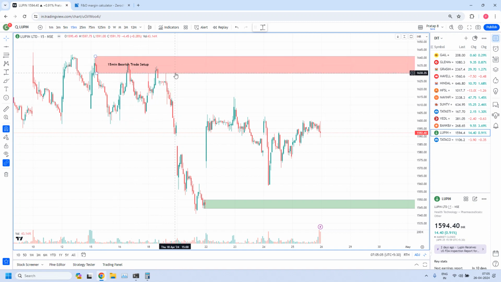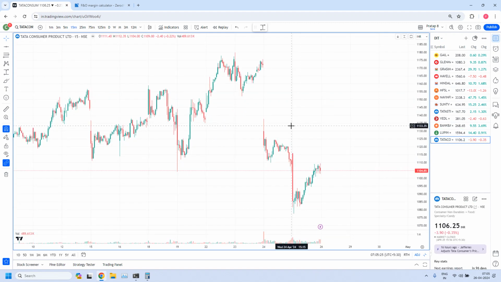If people are not really aware of those concepts, just ignore them for the time being. First, your focus should be on bullish and bearish trade setups, because that is a powerful concept. See, we already saw how much profit we got in some of the stocks. And the last one is Tata Communication.